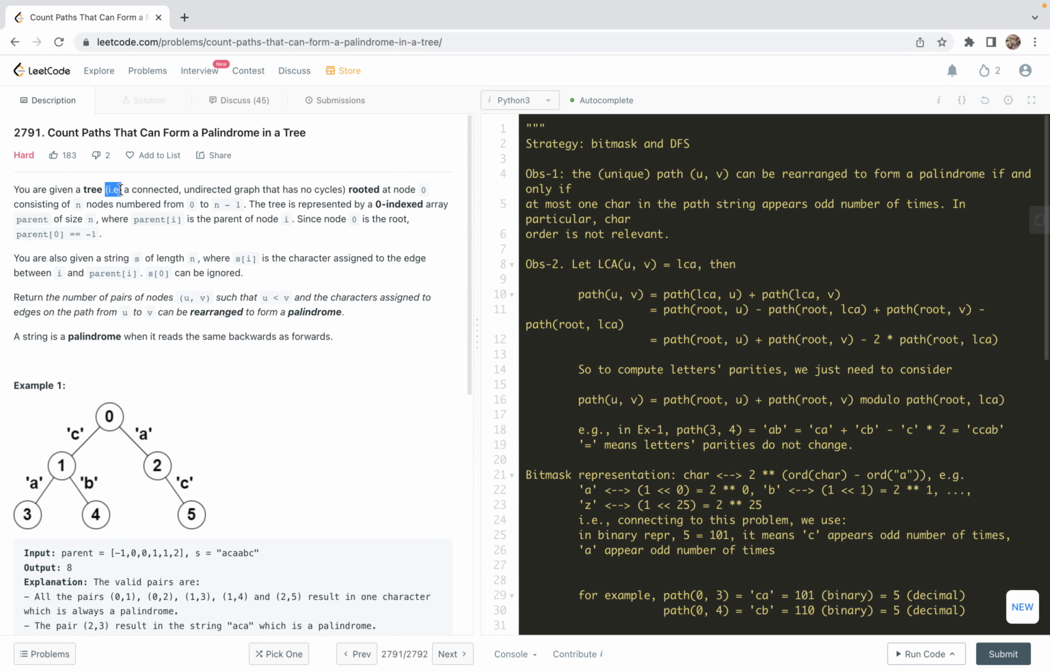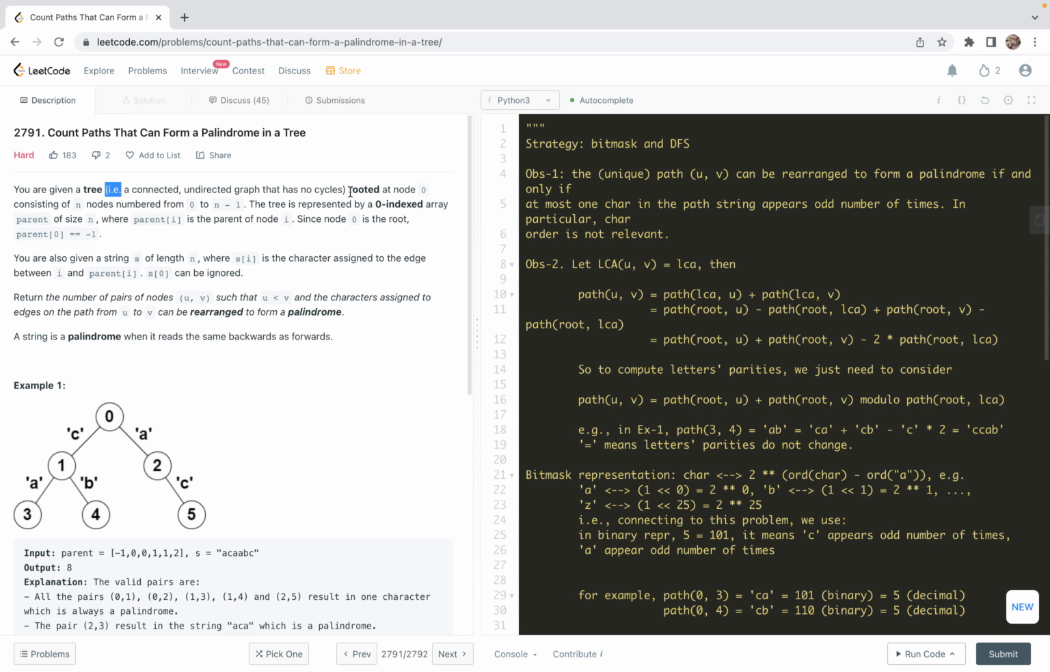Notice that a tree is a special graph. It's a singly connected graph, and if there are n nodes, there will be n-1 edges. So in other words, for any two nodes in the tree, there is a unique path. This actually is an important observation for this problem.